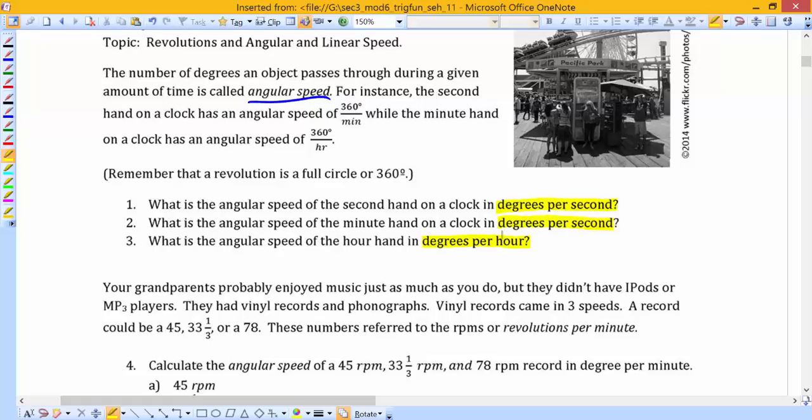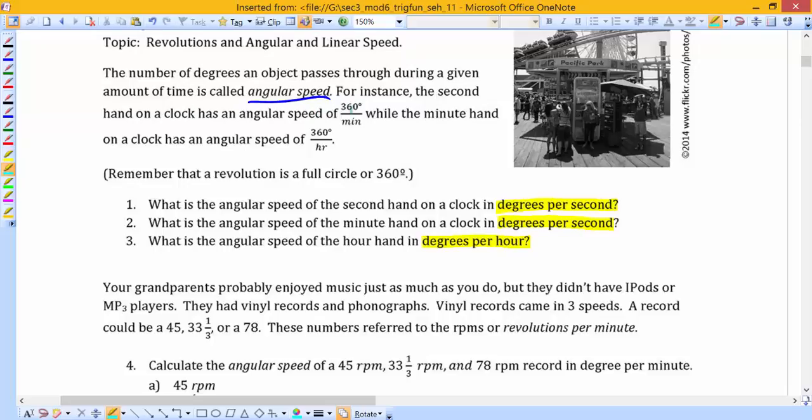So in 1 and 2, they want it to be degrees per second. How many degrees is that second hand moving? How many degrees is that minute hand moving every second? If you look at the clock when you are sitting in class watching this video, you see how it keeps moving. Well, how far is that red hand, that second hand, moving? How far does it move every second? What is that degree? They're giving us some information here.